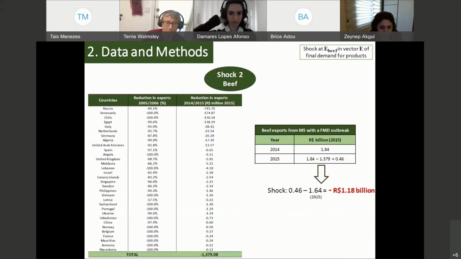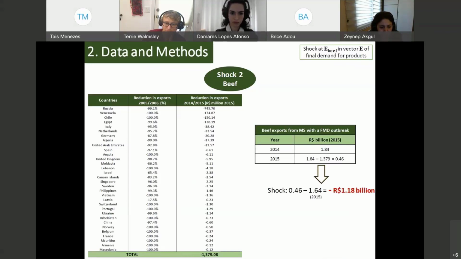Then in shock 2, we consider the closure of specific markets that imported beef and pork from Mato Grosso do Sul between 2005 and 2006. Most of these markets returned to buying products from the state after overcoming the health crisis.